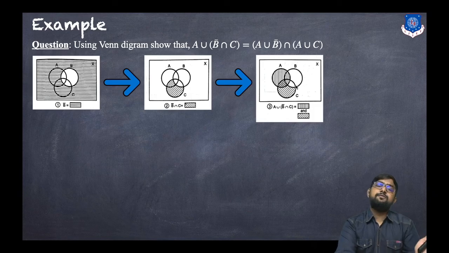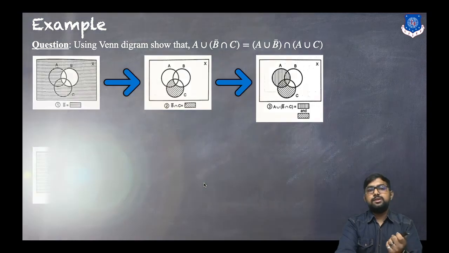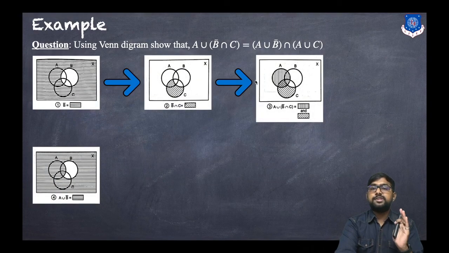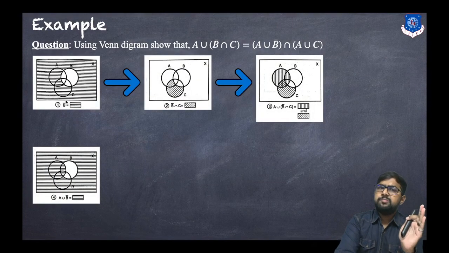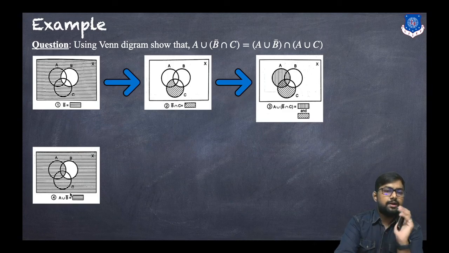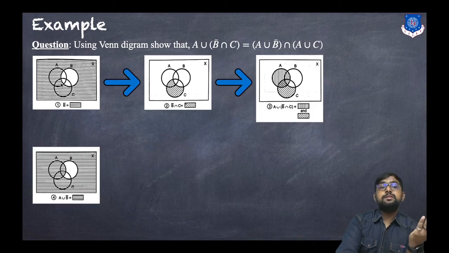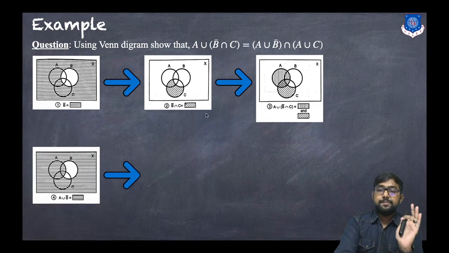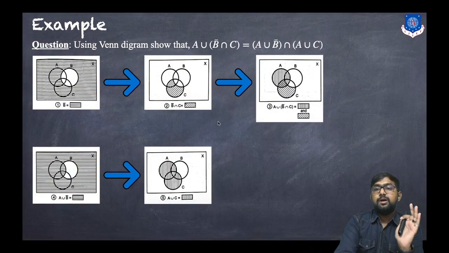Now in the same manner we will draw the right hand side. For the first step, we have already calculated B'. Now A ∪ B' means B' union this A portion, so this portion will be added. That shaded part is A ∪ B'. Next, we will calculate A ∪ C, which is very easy. So this will be A ∪ C.